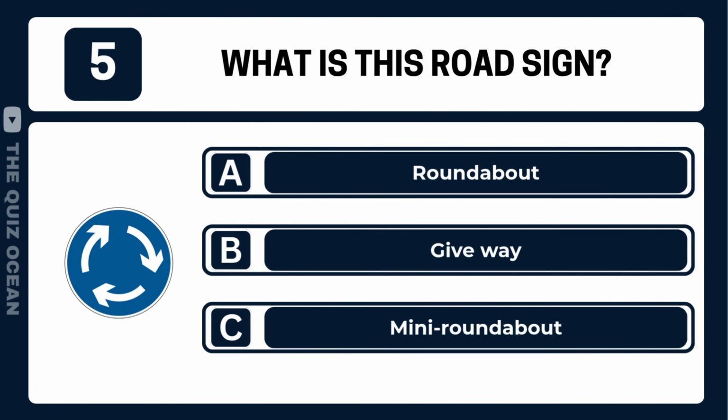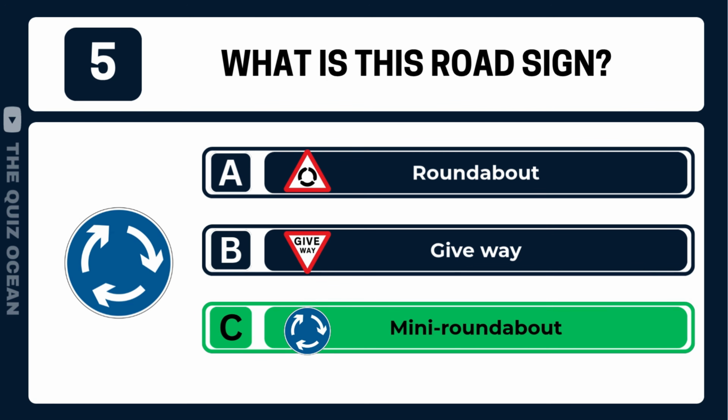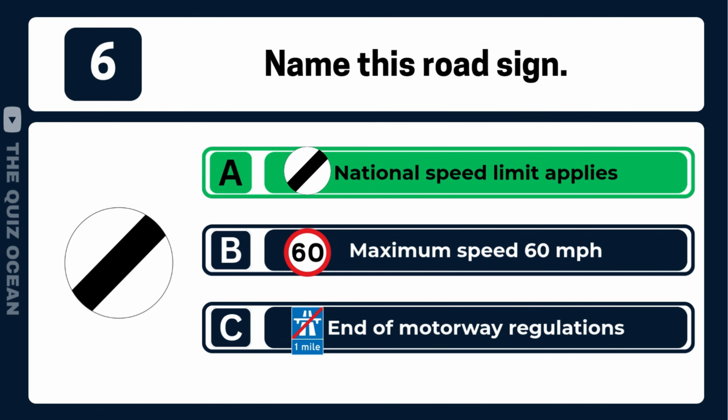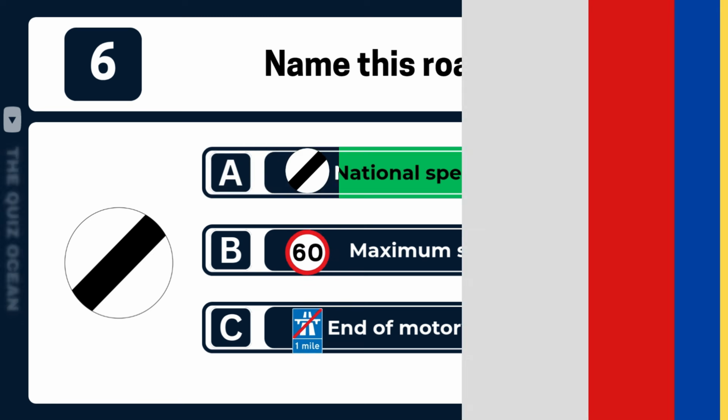What is this road sign? The answer is C, mini roundabout. Name this road sign. The answer is A, national speed limit applies.